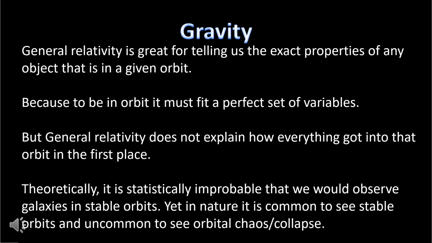Our current understanding of gravity is great for telling us exactly the properties of any object orbiting in a given orbit. That is because to be in an orbit, it must fit a perfect set of variables which we can easily calculate. But our current understanding of gravity does not explain how every object got into that orbit in the first place. Theoretically, it is statistically improbable that we would observe galaxies in stable orbits. Yet in nature, it is common to see stable orbits and uncommon to see orbital chaos or collapse.